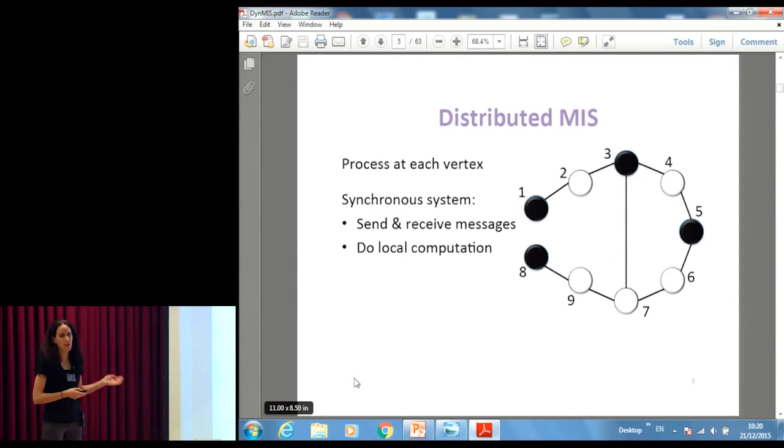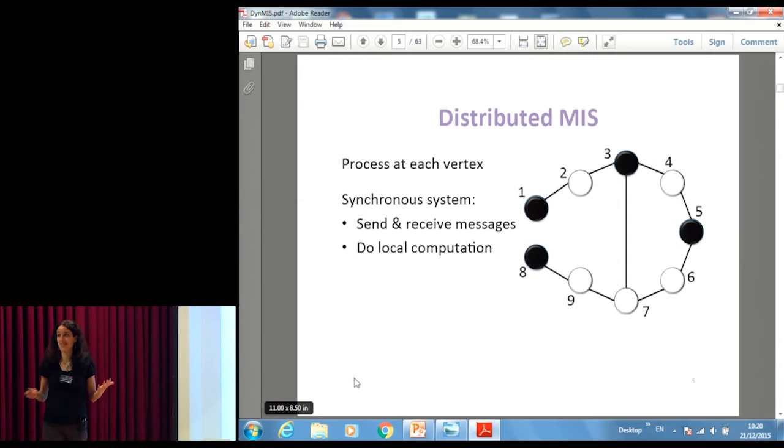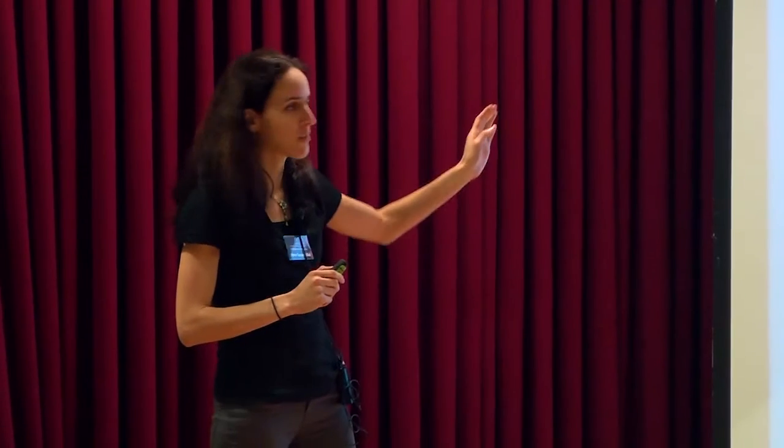Here I'm even going to assume that I don't care about the size of messages, though in fact our algorithm, I won't have time to go into all the details, will need very little information. But you can assume that you can send whatever number of bits you want in each round, and that would be fine.